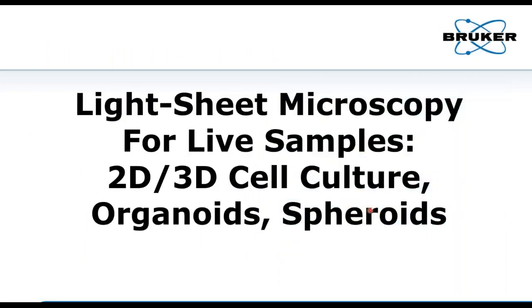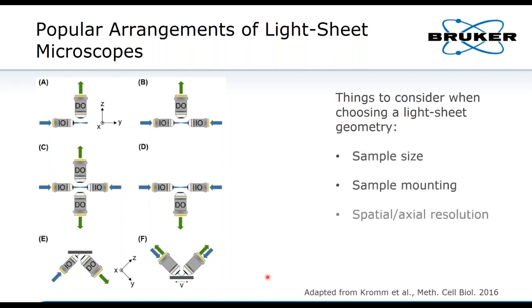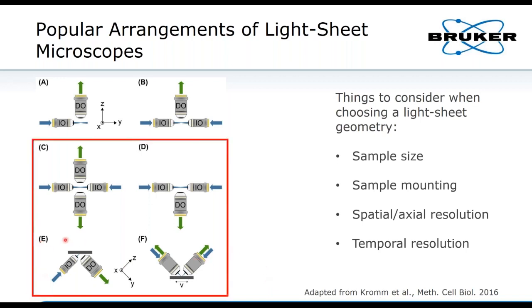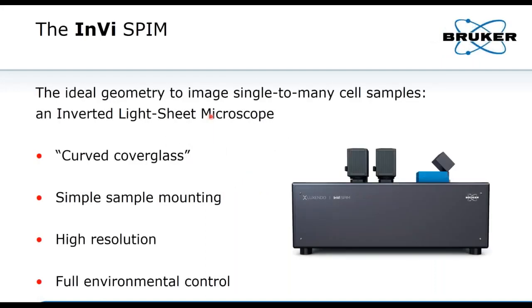What if you have different applications, for example, 2D or 3D cell culture, organoids, spheroids? When you're closer to what is usually imaged in cell biology, then you would probably opt for another geometry. I mentioned already that sample size, sample mounting, and required spatial and temporal resolution define what you want to do. And in the following, I will introduce this microscope based on the geometry shown here in E, which we call the InVSPIM, standing for inverted view light sheet microscopy. The concept and the motivation were such that in the lab of Takashi Hiragi and Jan Ellenberg at EMBL, they wanted to image very early mouse embryonic development, really from time point zero.